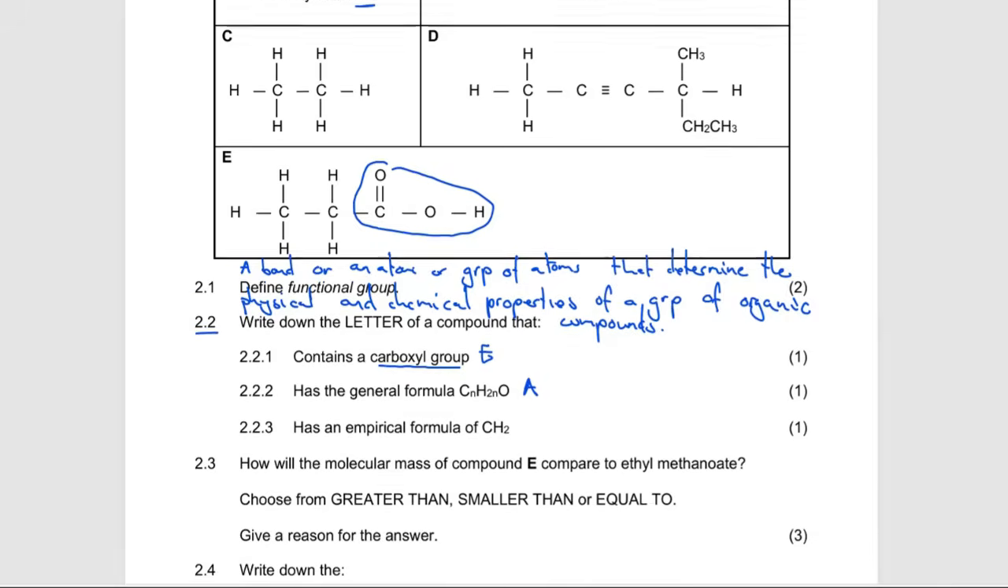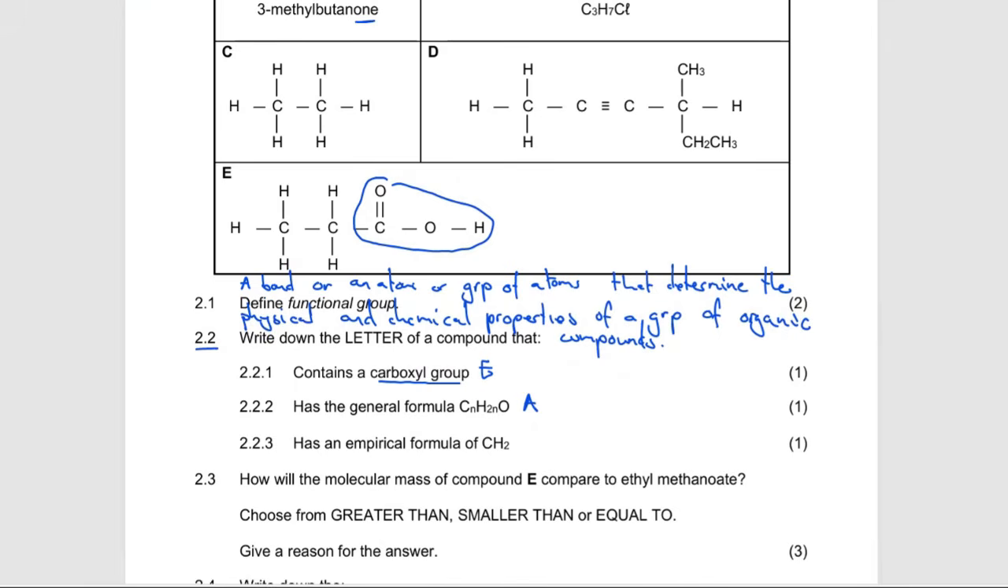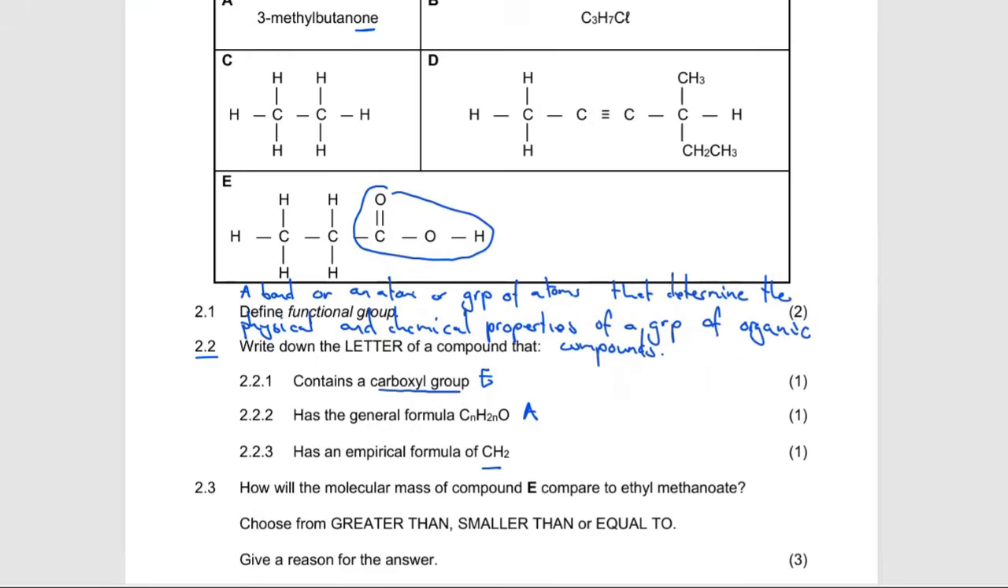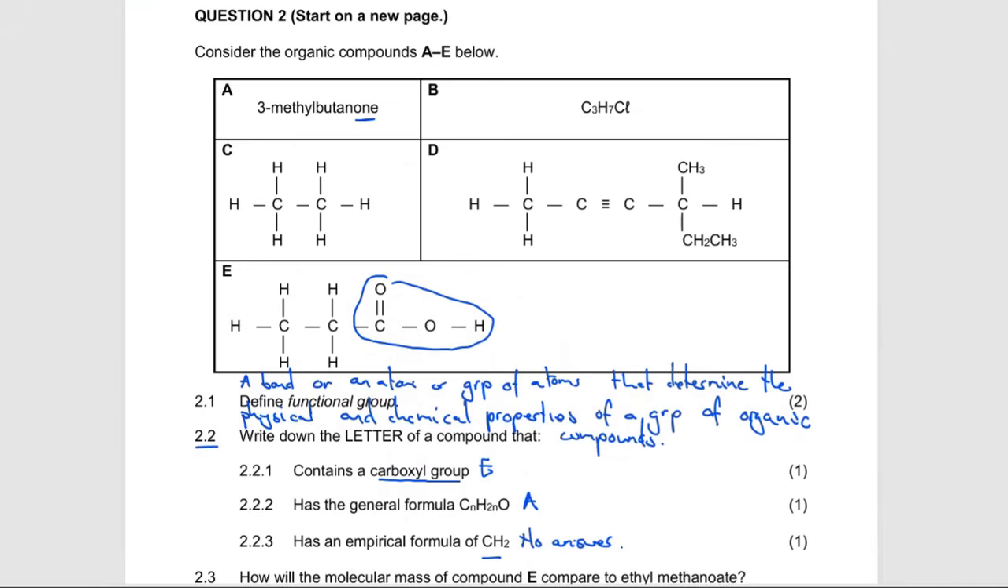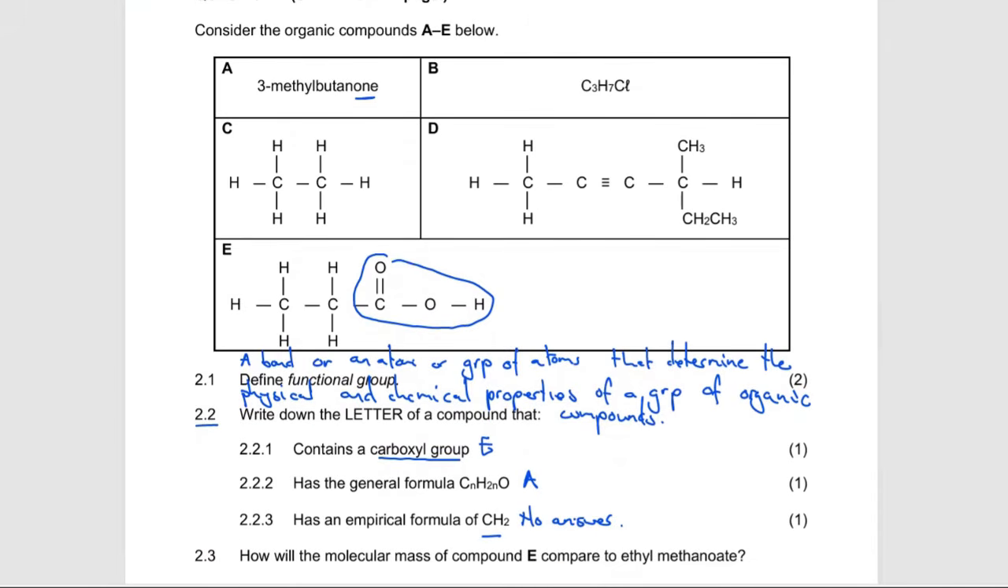Then we move on to the empirical formula of CH2. According to this, there is no answer because we are not given such in our table of organic compounds A to E.